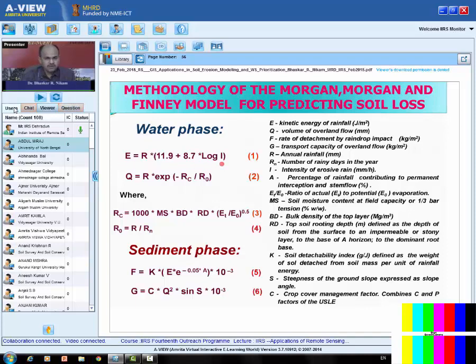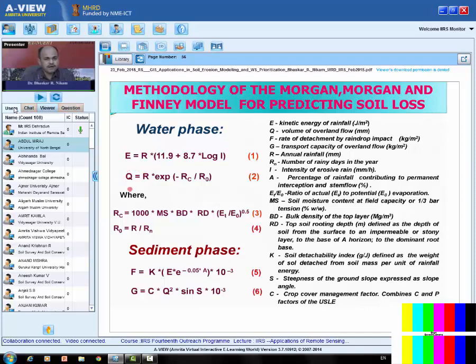Now this equation is a kind of empirical equation which will vary from region to region. What you are seeing here was developed for European conditions and holds good for the United Kingdom and surrounding area, but this equation will not be proper to use in the Indian context. So we have to look for alternatives; there is research available and people have published equations for different climatic zones. What we need here is the total rainfall in a year and the average intensity of all rainfall events. This is the information we require to calculate kinetic energy of rainfall in the water phase.